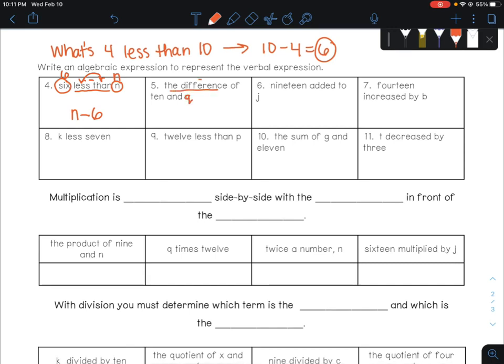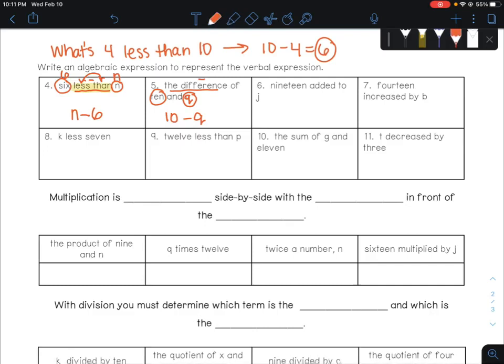Number 5, the difference of 10 and Q. So that's the letter Q. Difference means subtract. We have 10 and we have Q. I'm not flipping this one around because it doesn't say less than. So all the other subtraction words, you don't flip it around. Only for less than.